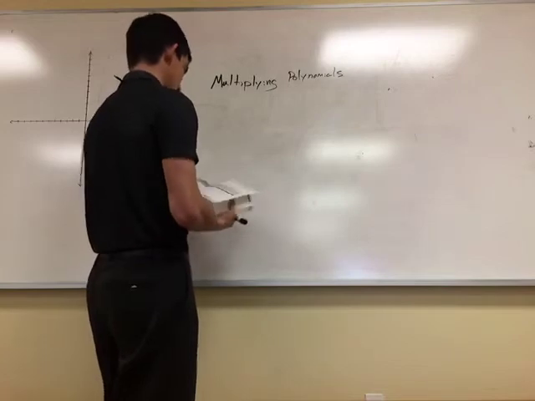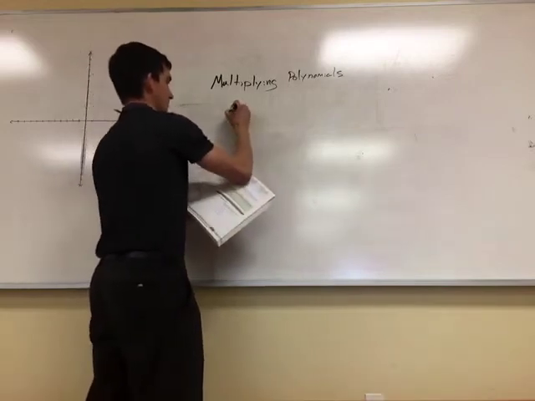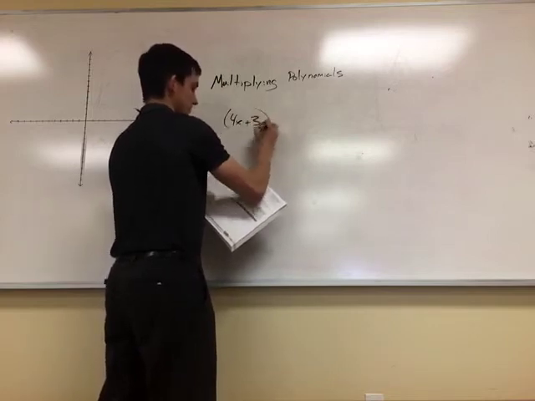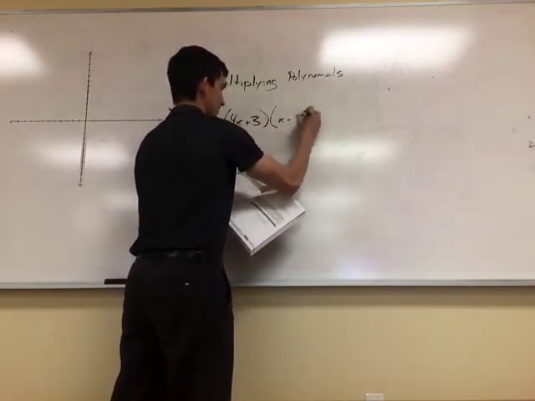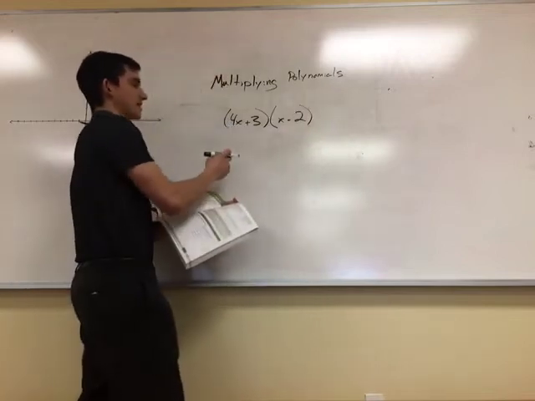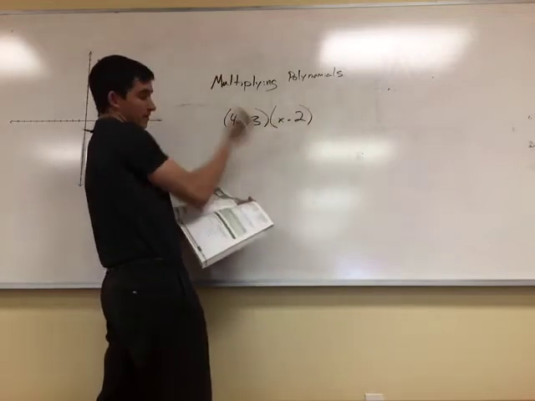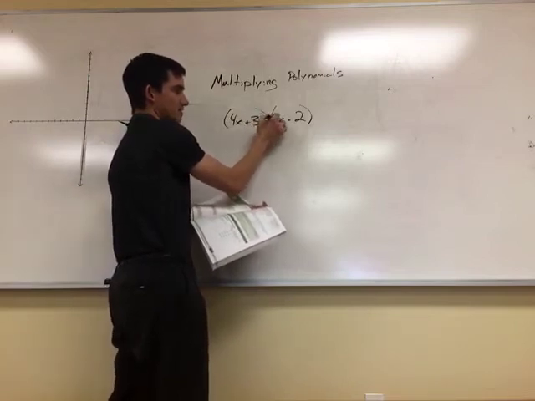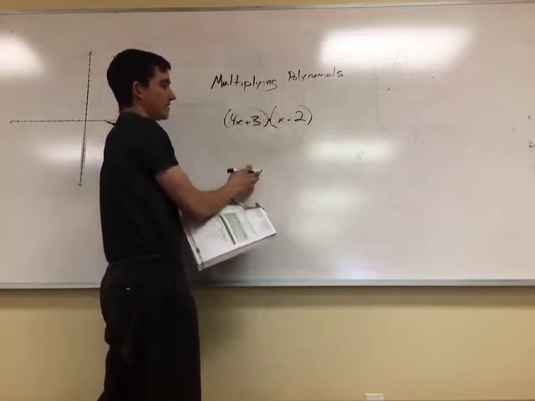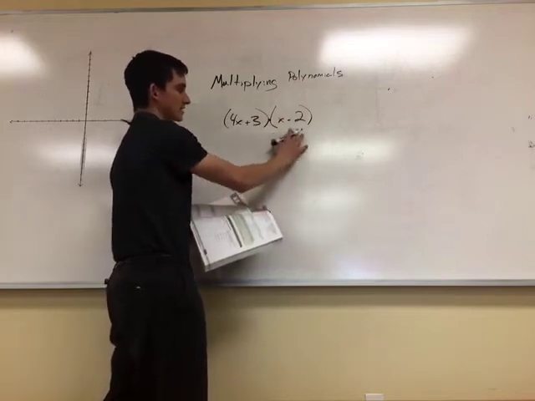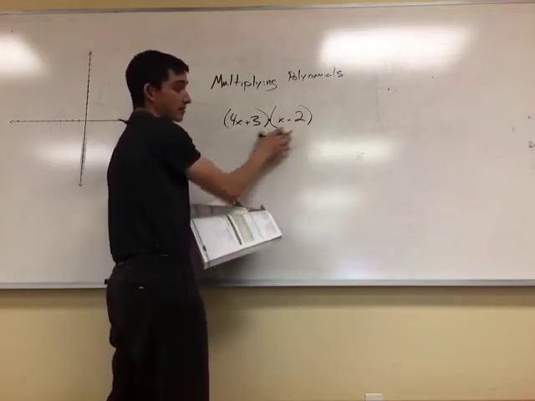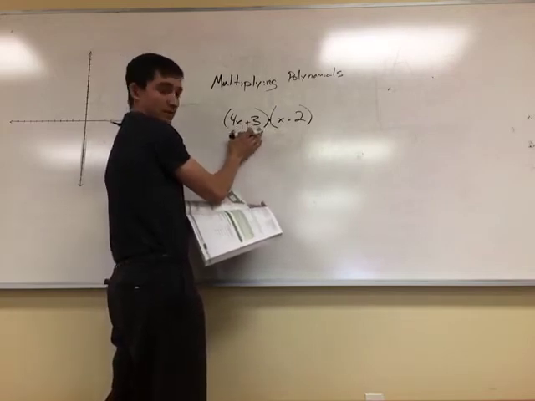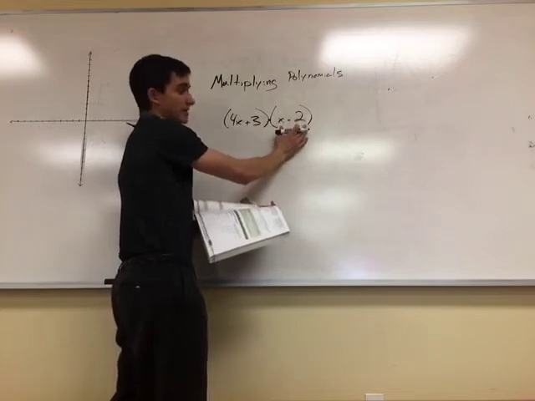Let's do this one. We have 4x plus 3 multiplied by x minus 2. Now notice the difference from the last video, where you're adding and subtracting and there's an addition or subtraction sign in there. Now there's nothing there. It's multiplied. So when you multiply two polynomials together, in this case two binomials, you want to multiply each term in the first parentheses by each term in the second parentheses.